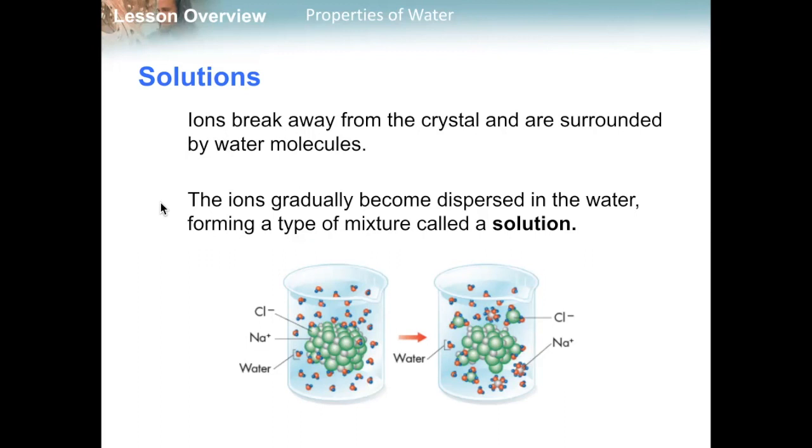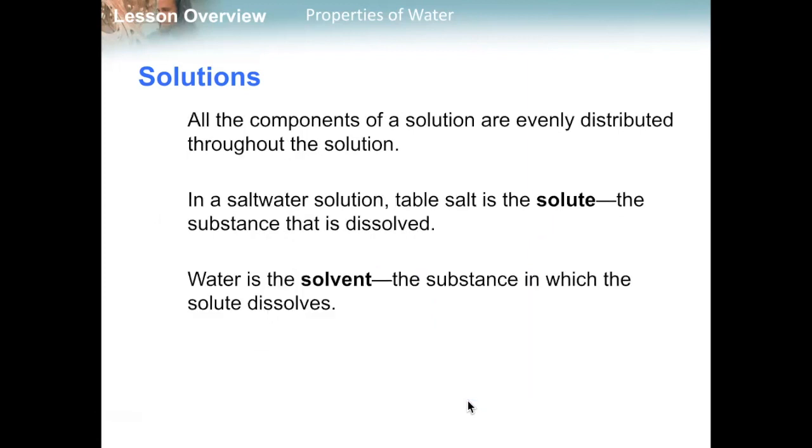The ions gradually become dispersed in the water, forming a type of mixture called a solution. All the components of the solution are evenly distributed throughout the solution. In a saltwater solution, table salt is the solute, the substance that is dissolved. Water is the solvent, the substance in which the solute dissolves.